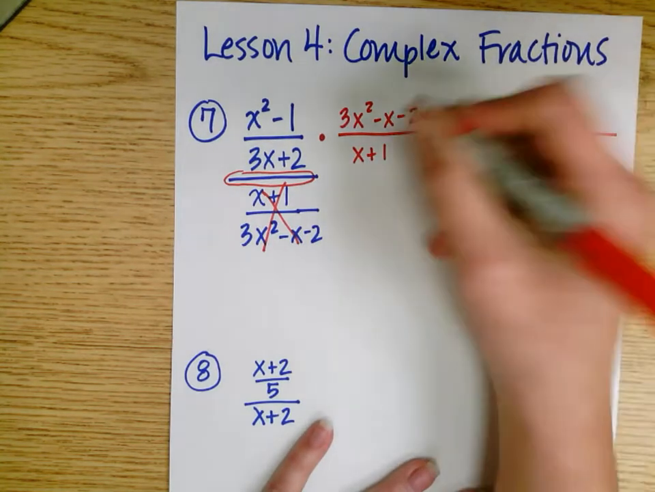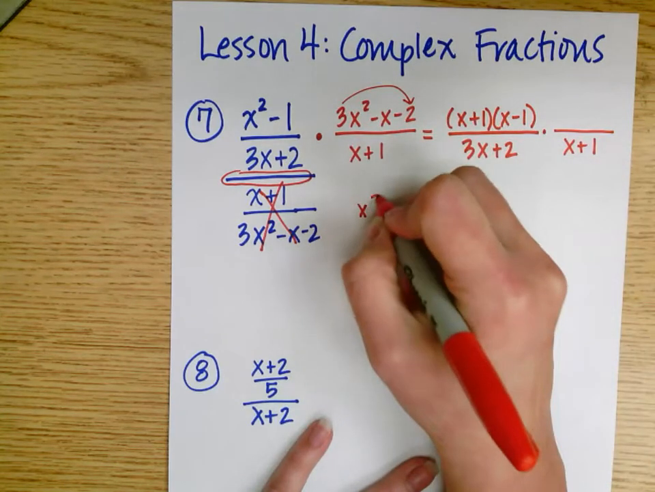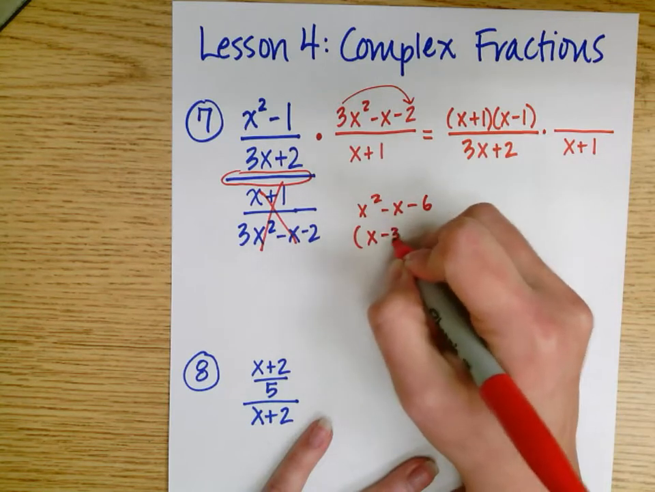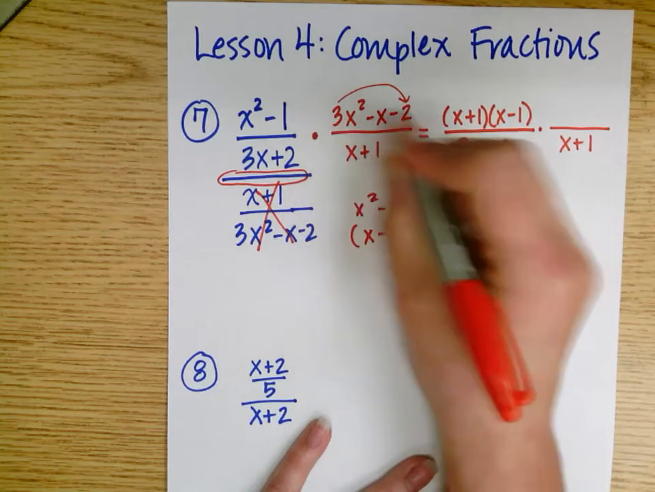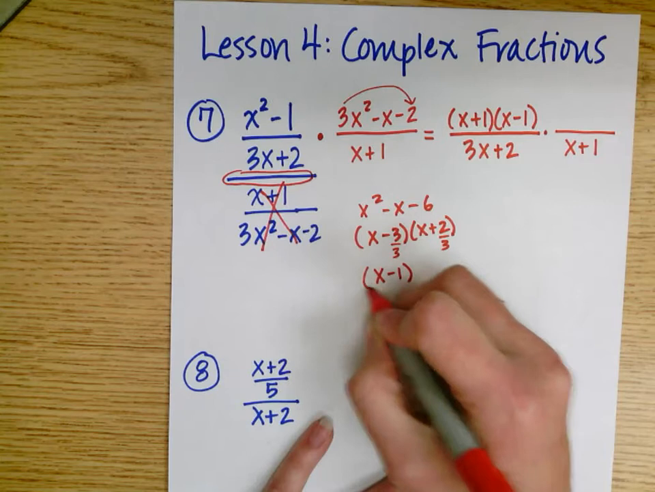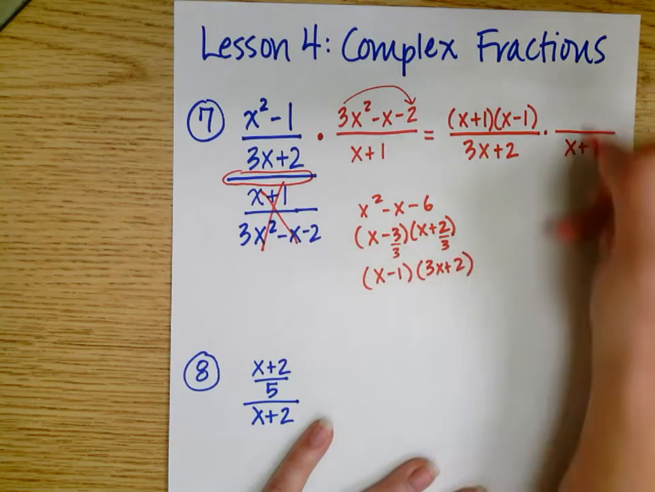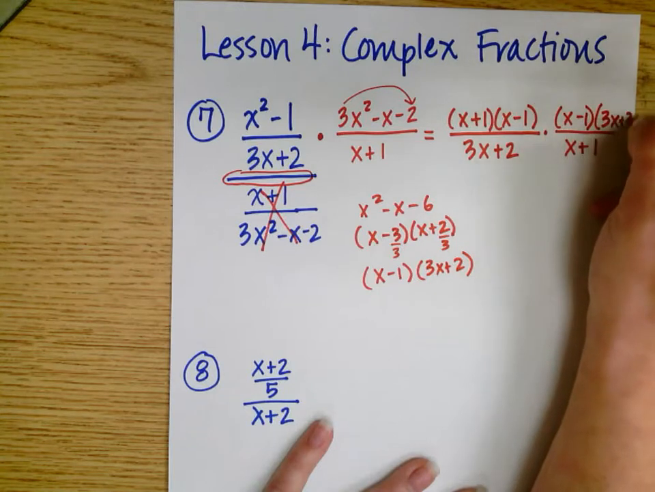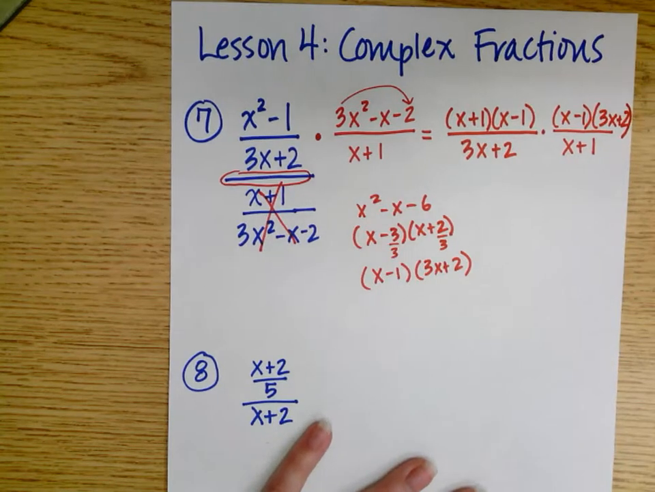Here I'm going to need to do slide and divide. So I'm going to slide that over. X squared minus x minus 6 factors to x minus 3 and x plus 2. And then I multiply by 3, so I'll divide by 3. So this ends up being x minus 1 and 3x plus 2. So x minus 1, squeeze this in there, 3x plus 2. There we go. Alright, now let's see what cancels.